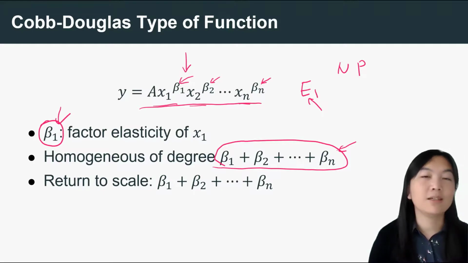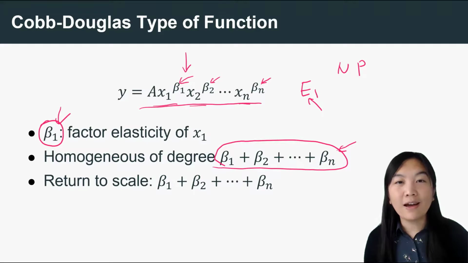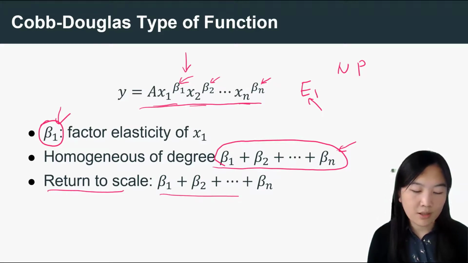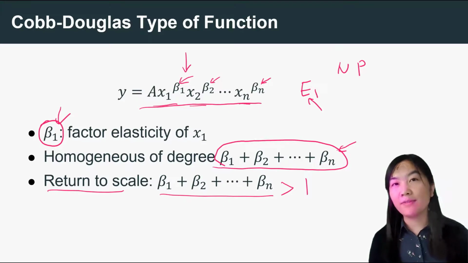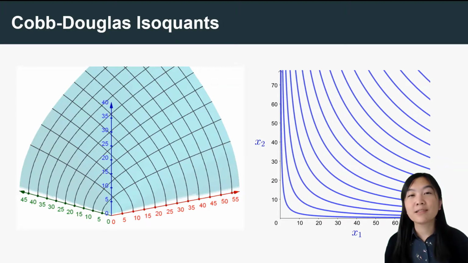You can directly tell that beta 1 is the factor elasticity, and the return to scale is equal to that summation. And if this summation is greater than 1, then you're having increasing return to scale. Cobb-Douglas functions have all the nice properties we mentioned about homogeneous functions. And I actually want to show you here what a Cobb-Douglas function of 2 inputs looks like and what its isoquant is.